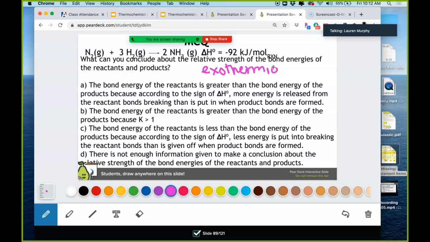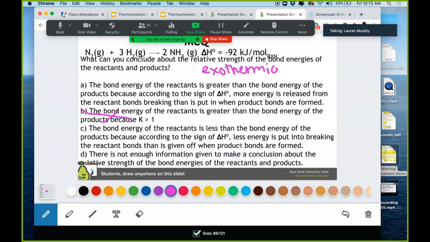Now, answer option B, you don't know how to do yet, and I'm going to tell you it's fine because it's wrong. So please take a second and read all of these and see which one of these is associated with the reaction being exothermic in terms of bond energy.